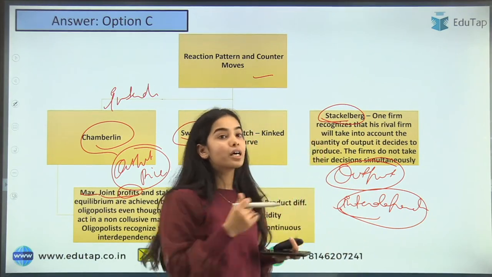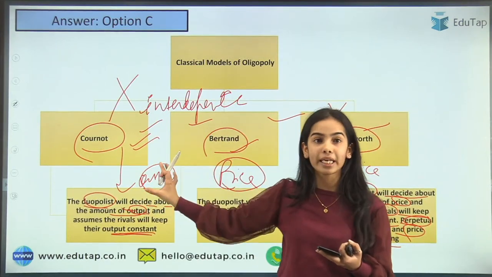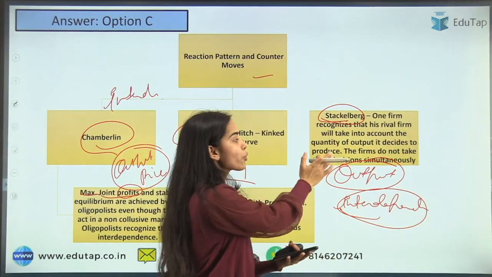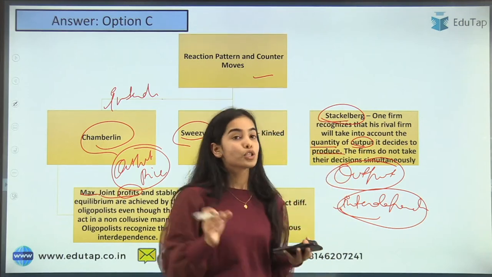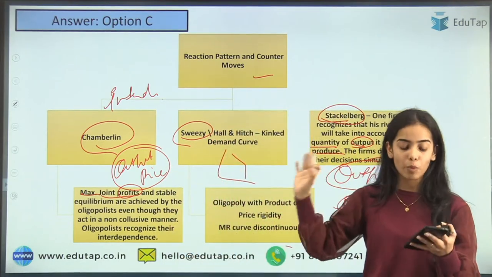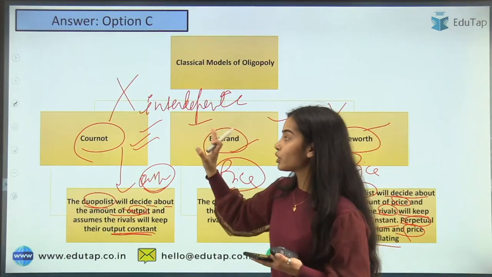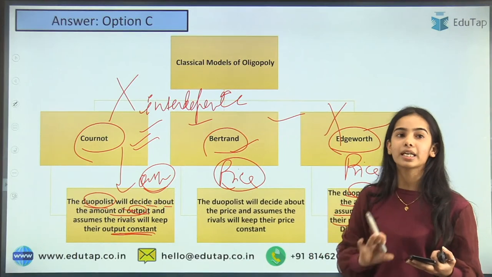So Stackelberg is different from Cournot, because in Cournot interdependence is not taken into account and the rival firms' output is constant, but here the rival firms' output can change and output can be decided by the rival also. So I hope now you have understood all of the oligopoly models. See, you can just read it once and it will be very clear to you.